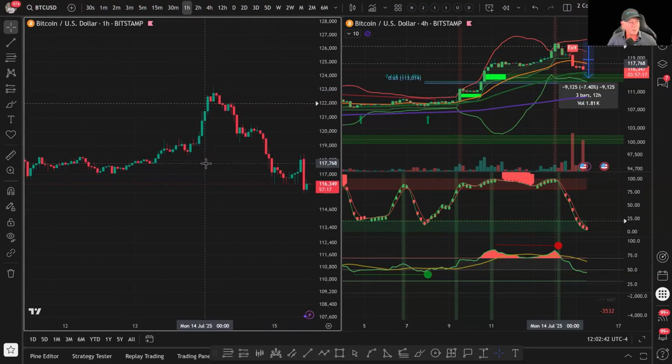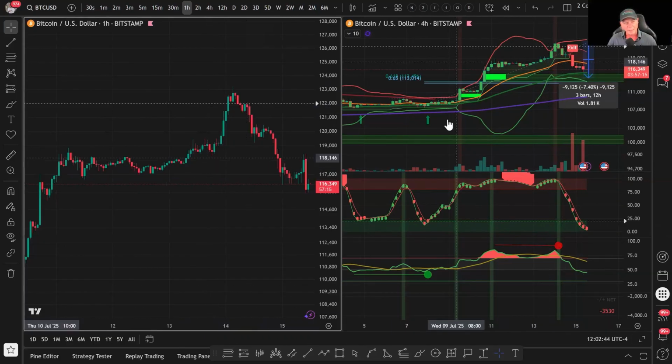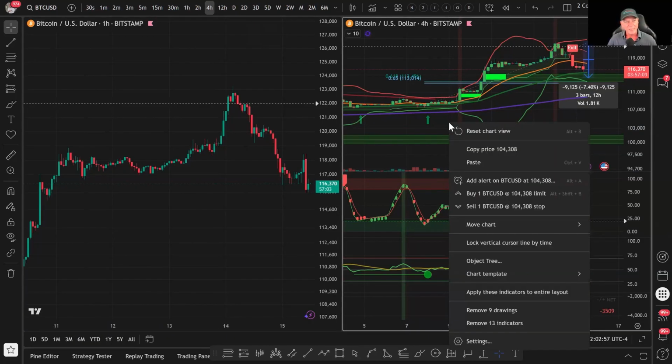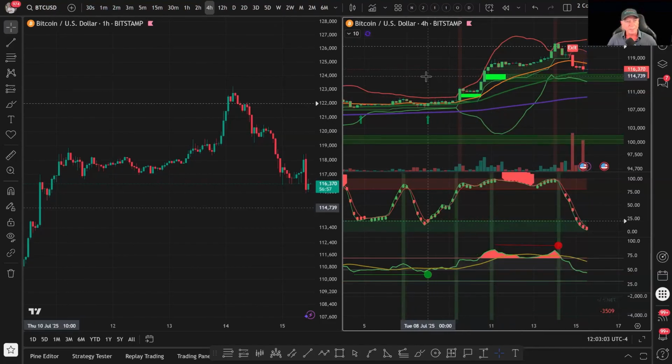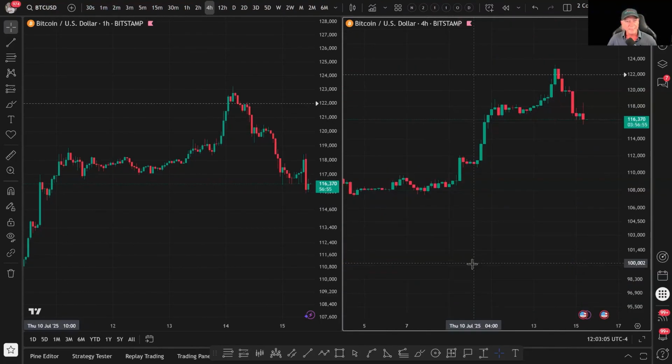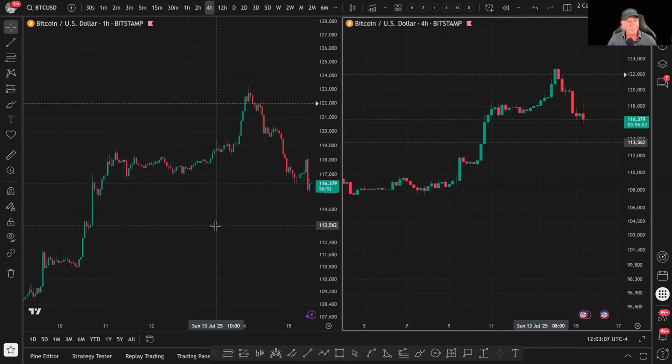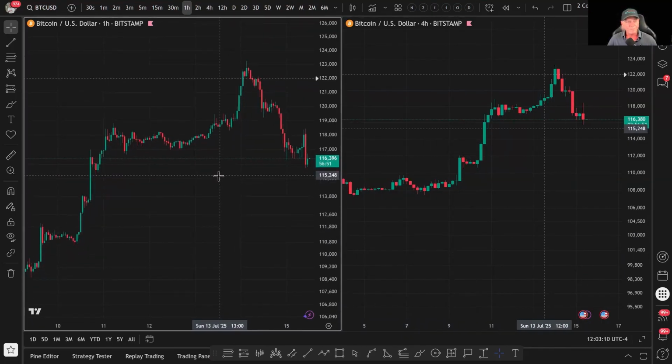On the left-hand side is a chart that has nothing on it. On the right side is lots of stuff on it. By the end of this training, you'll understand how to add all of these things. Maybe you don't want all of them, but you'll be able to and understand that better. Fair enough? If you ever want to start over on your charts, just right click and go down, and I'm going to say remove 9 drawings, and remove 13 indicators. So now we have just a 1 hour and a 4 hour chart.